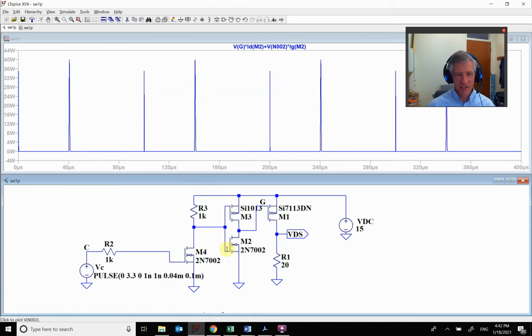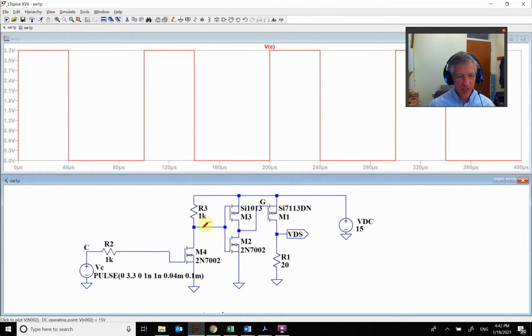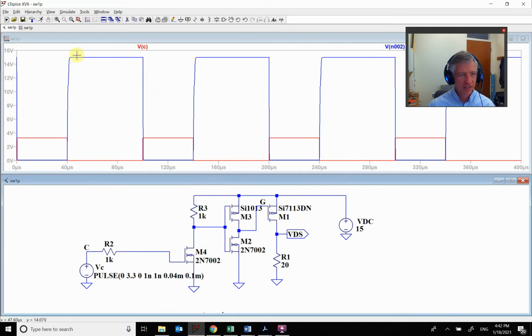Okay, so let's see how this works. This voltage here is 0 to 3. This voltage here is 0 to 16. And so then what's going to happen is when we're at the 16, this one is on, this one is off. When we're down at the 0, then this one will be on and this one will be off. So they're basically just going to switch back and forth.